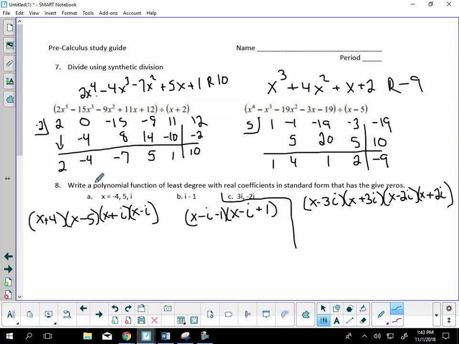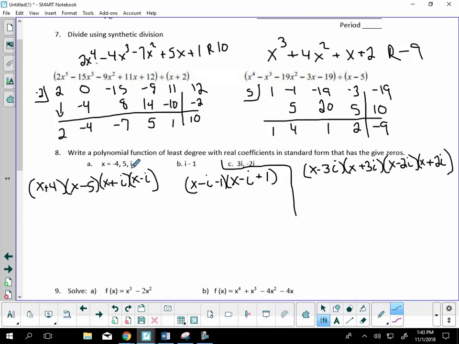On number 8, you have to think back and remember that an imaginary never travels by itself. It's always going to have its conjugate as a buddy. So on that one, you're also going to have negative i. So what I would usually do is multiply these first two together and you get x squared plus 9x minus 20. That's not right. Try to do that in my head. You get x squared minus x minus 20.